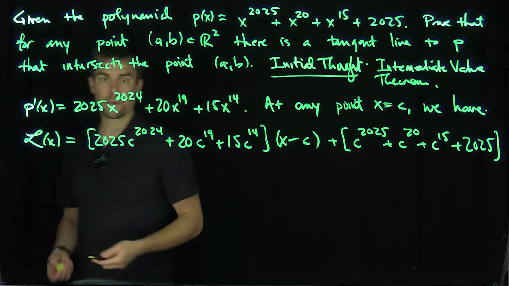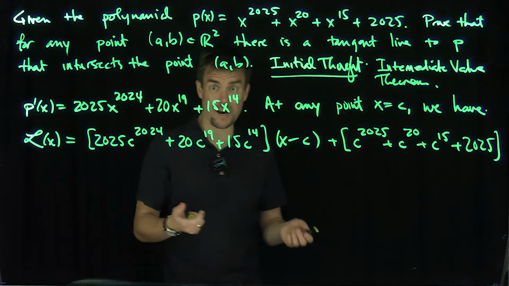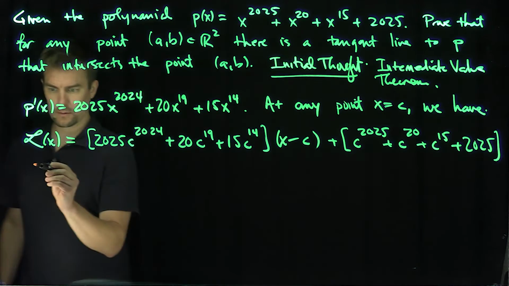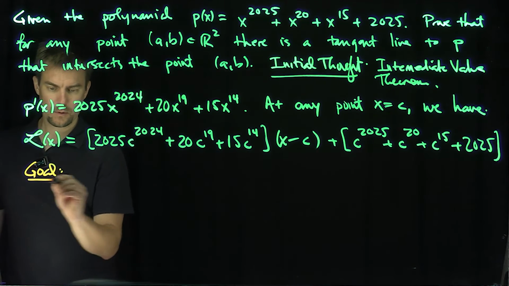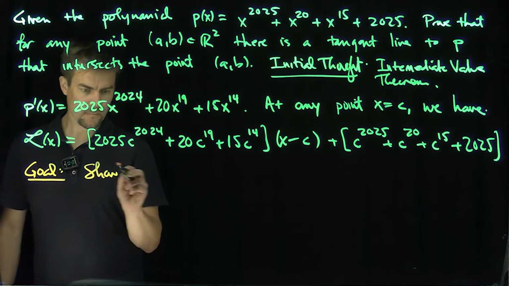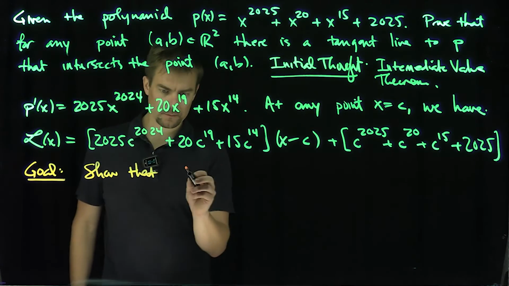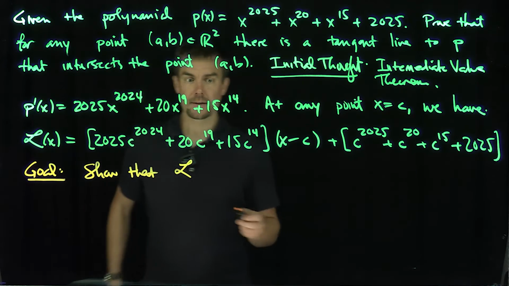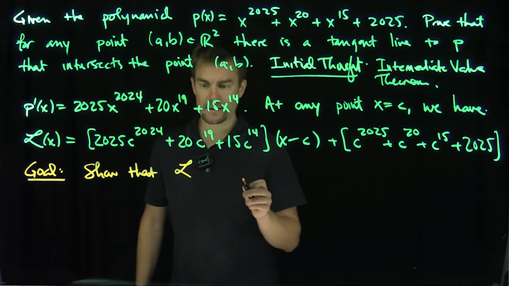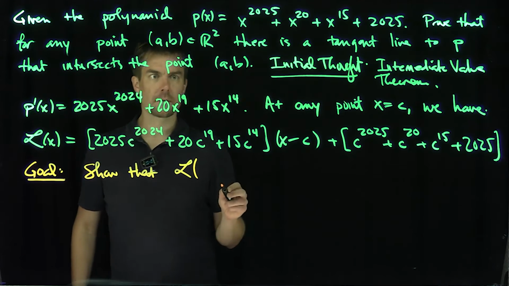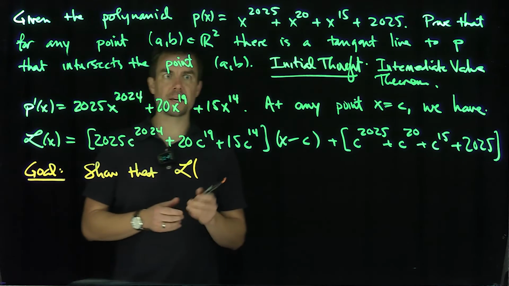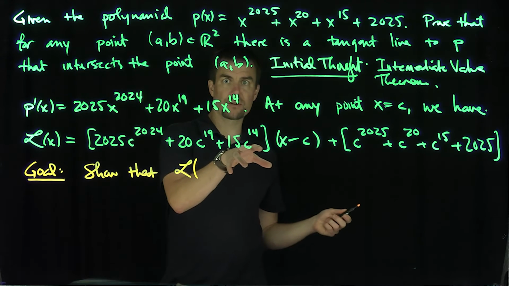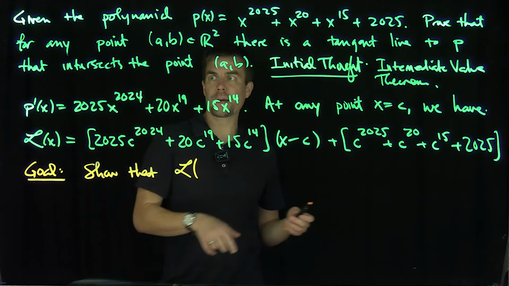It's a mess, right? The equation of the tangent line is a mess, and I have to show somehow that this line intersects the point AB. So our goal now is to show that L of A is equal to B. If I plug in A, I want to show that this line intersects that point AB, right?